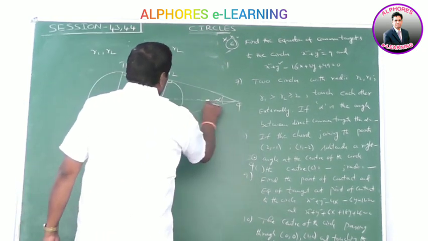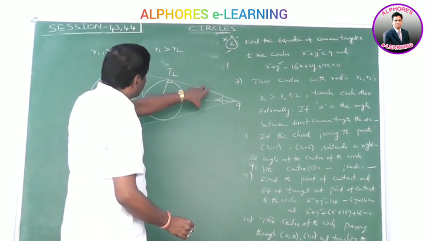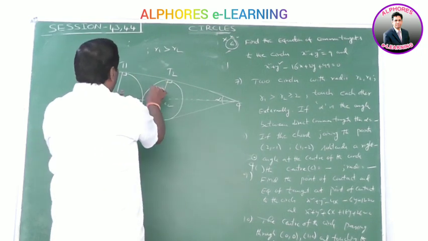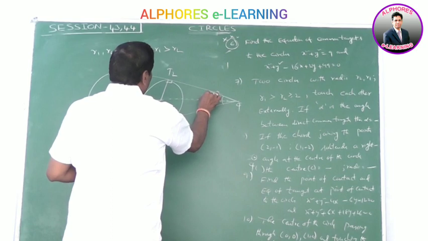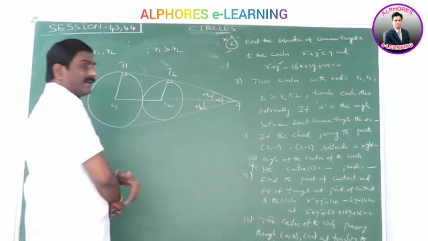It is the angular bisector of these two tangents. The triangle formed by these common tangents is an isosceles triangle, so the line is the angular bisector. This angle is automatically alpha by 2, and this angle is automatically alpha by 2.